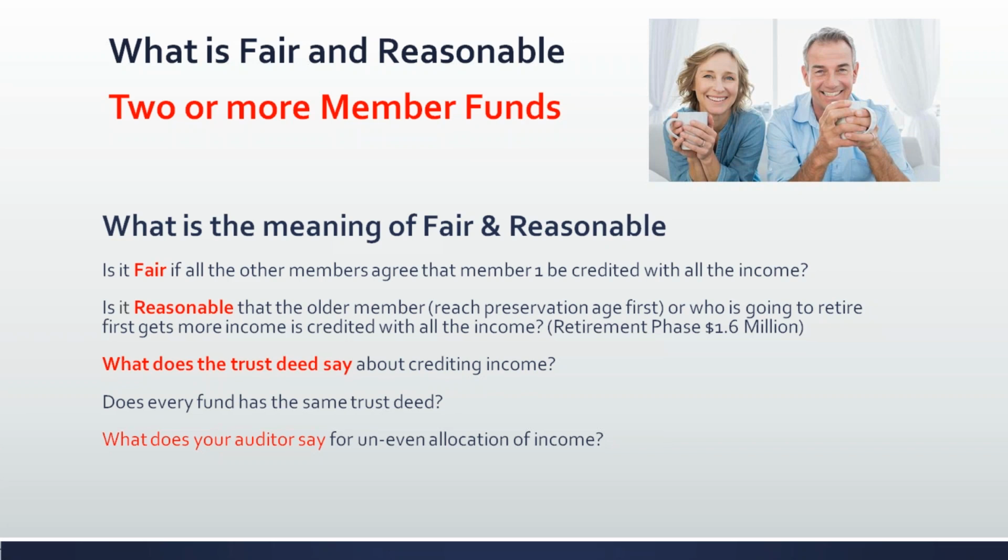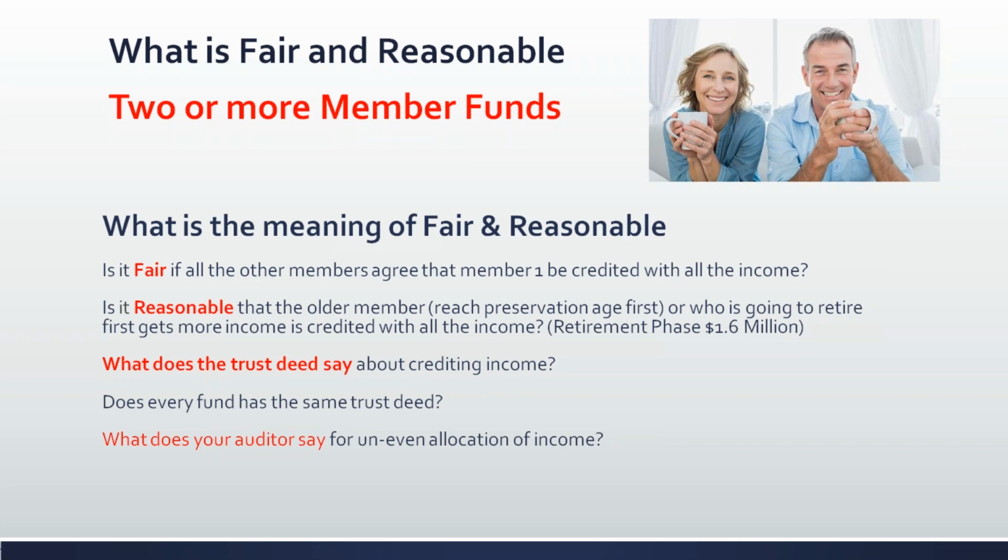And also, what does the trust deed say about crediting income? I've seen some trust deeds which have a very complicated way of working out how income must be credited to the various members. Now, in an accounting firm, usually you can't just say that this trust deed says this, so all the other trust deeds for all the super funds would say the same thing. That's not true. A lot of solicitors who write these trust deeds have a different interpretation of fair and reasonable. So it's quite possible that the accountant would need to read each and every trust deed and then use the terms of those trustees.